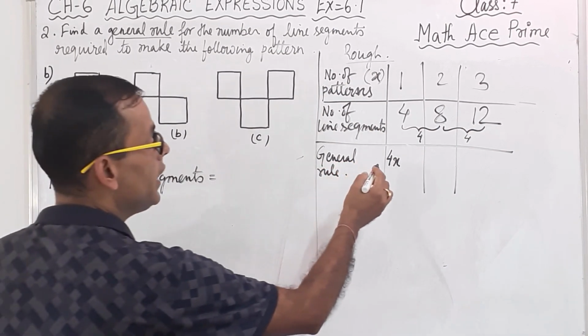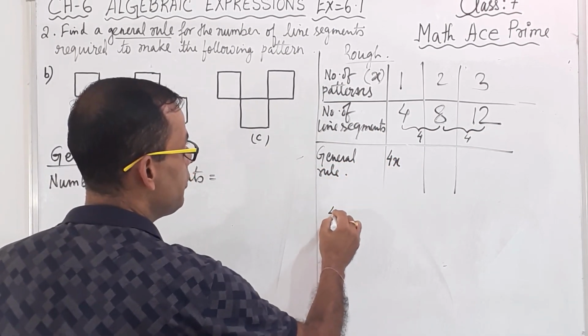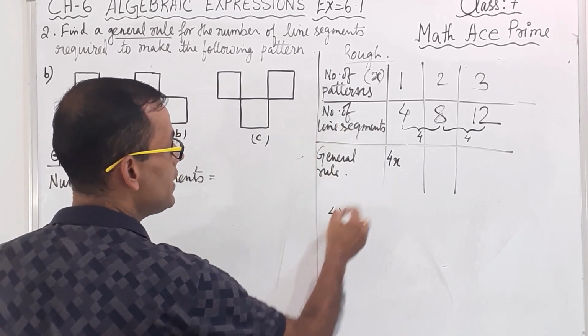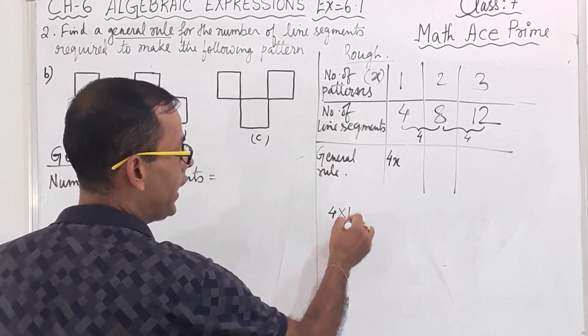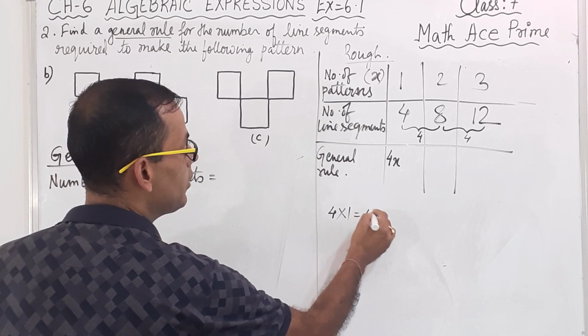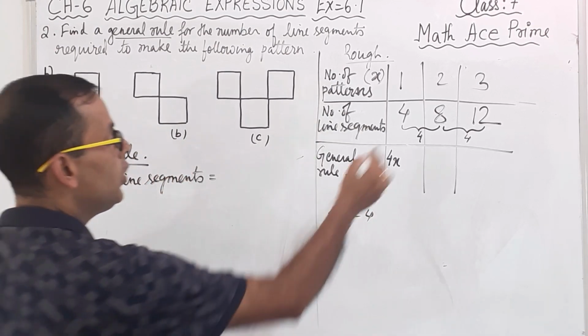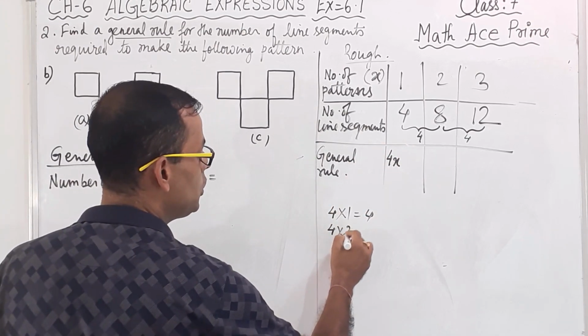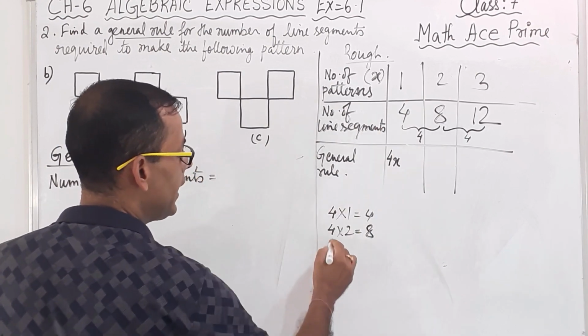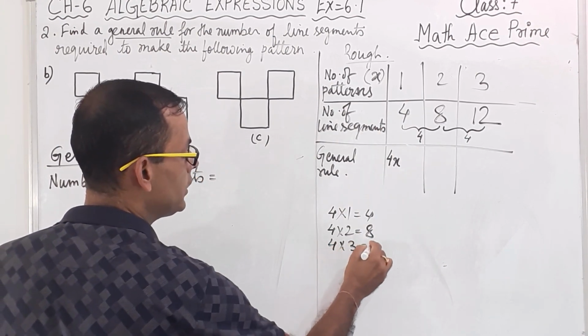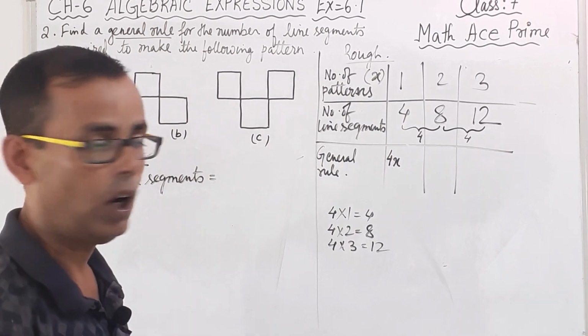Now you see here 4x. Suppose x is 1 for the first one. So what will it be? 4 into 1. Next one, 4 into 2. So how much? 8 is coming. Next one, 4 into 3. How much? 12 is coming. Yes or no?